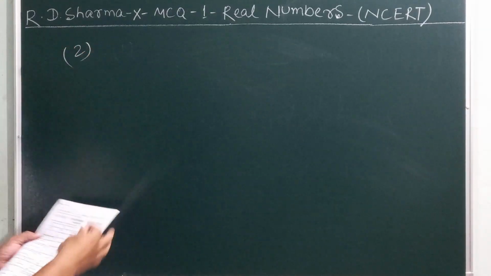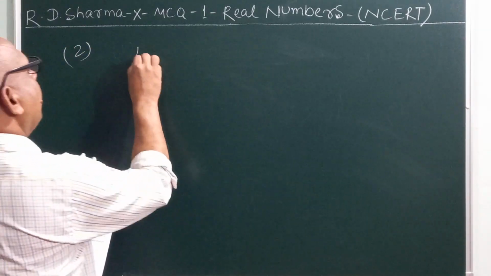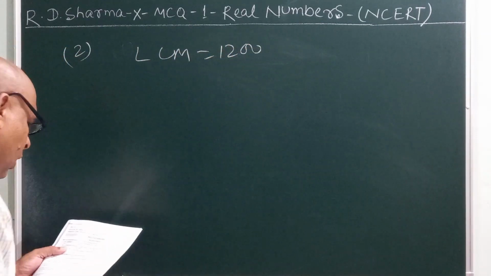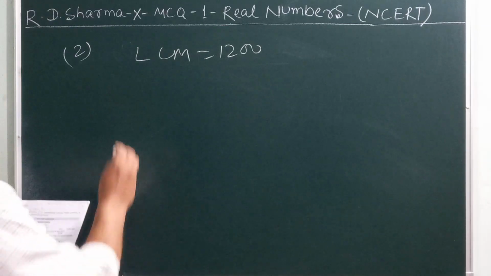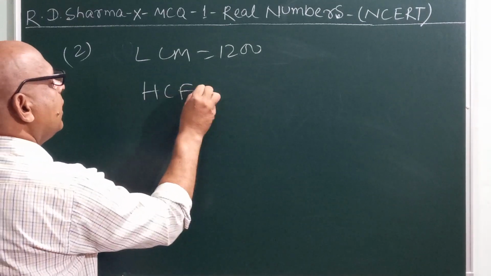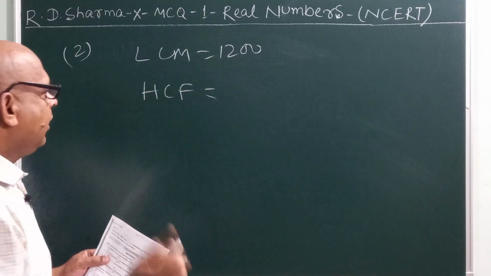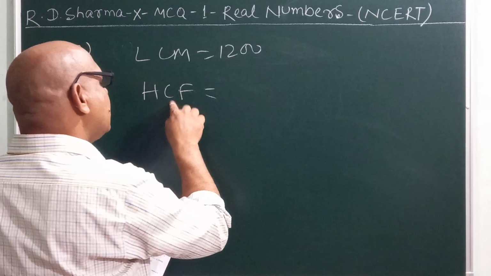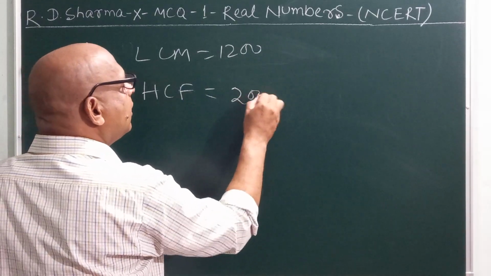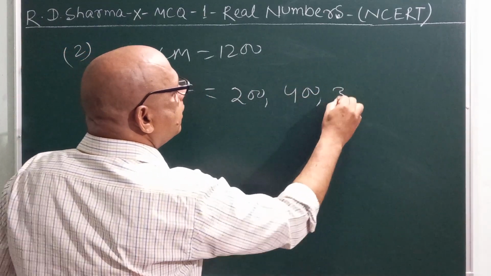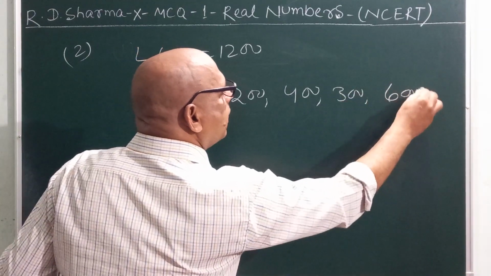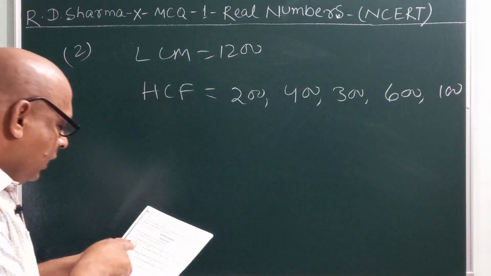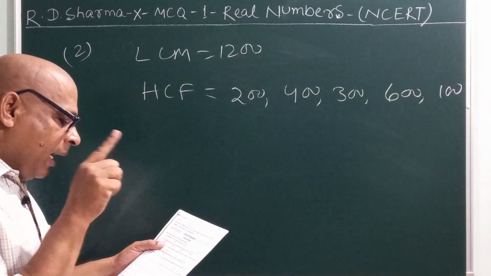Number 2. LCM of two numbers is equal to 1200. LCM is 1200. Which of the following cannot be the HCF? HCF is a factor of LCM. LCM is 1200. So HCF can be 200, 400, 300, 600, 100. Clear? The question is, which cannot be the HCF?